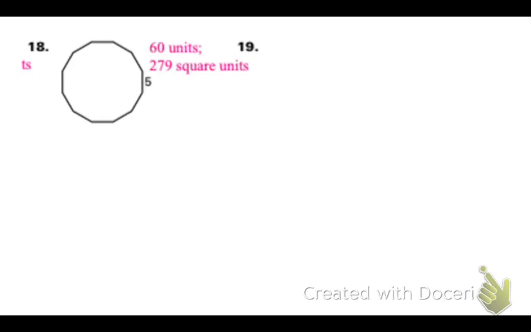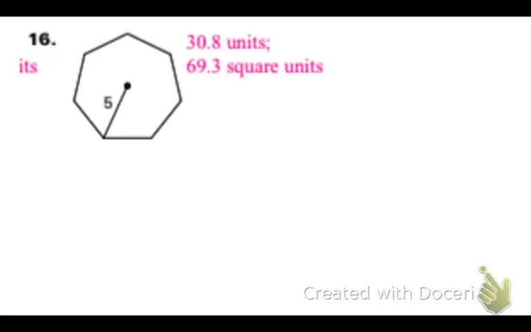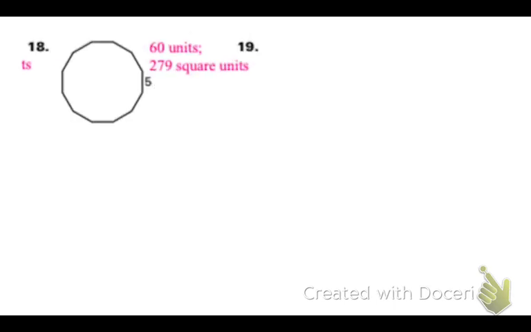Okay, so number 18. How many sides are here? We have 1, 2, 3, 4, 5, 6, 7, 8, 9, 10, 11, 12. It's a 12-gon. Oh, wait, we didn't do 17, did we? Oops. Where'd 17 go? Okay, let's skip 17 for a minute.